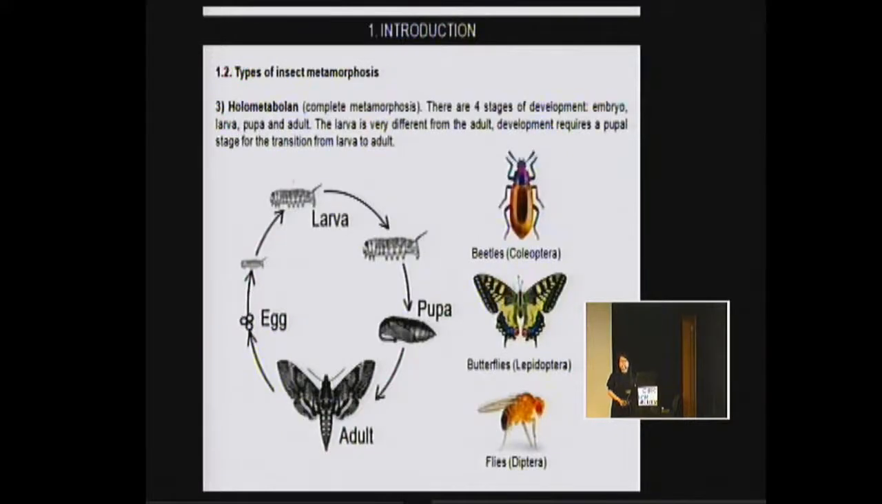And the last type of metamorphosis is holometabolan metamorphosis, or the complete metamorphosis. In this group, they have one more stage during development because the larva is totally different from the adult, so they need one more instar, the pupa, for the transition. And this group of insects are the most diverse among insects, as you may be familiar, like the beetles, the moths and butterflies, and the flies.